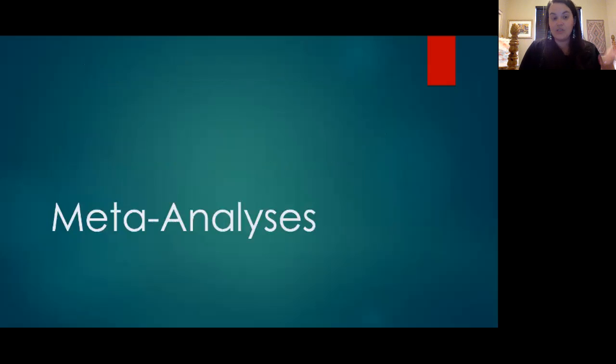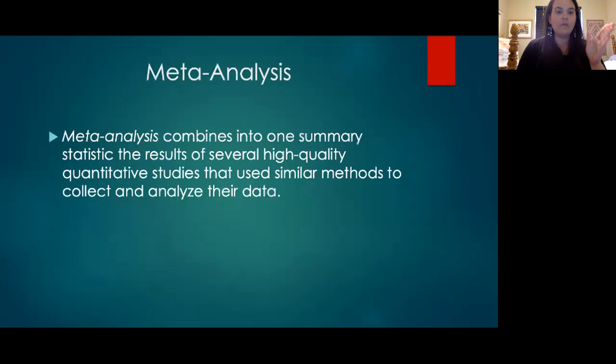And meta-analyses do something very similar, but a little bit different. I'm going to explain that. Because meta-analyses combine into one summary statistic the results of several high-quality quantitative studies that use similar methods to collect and analyze their data. So we're actually taking a whole bunch of studies and compiling one summary statistic. So maybe all these studies did odds ratios, and we're going to make one odds ratio of all of these studies to kind of give a summary overview of what's going on.